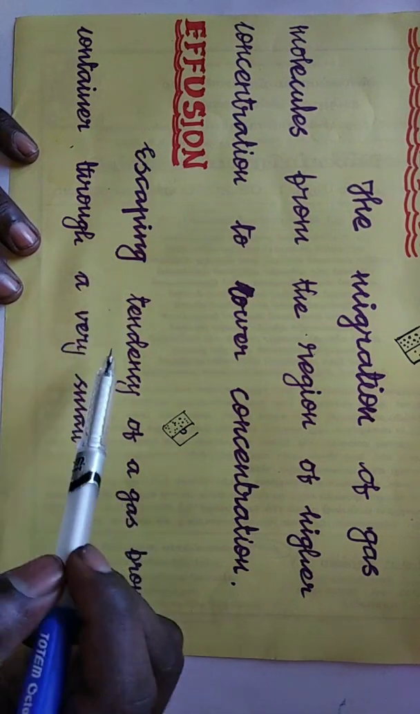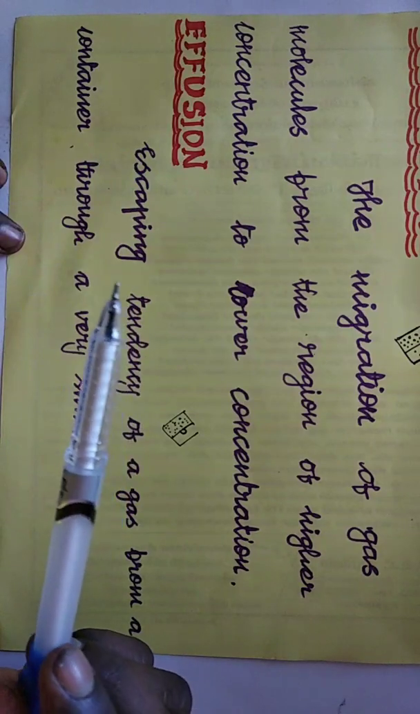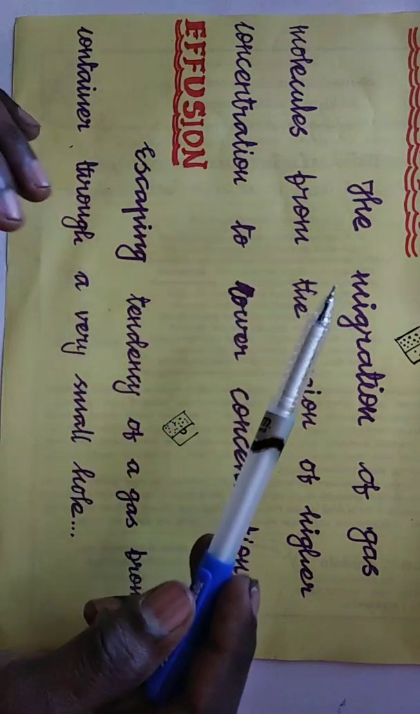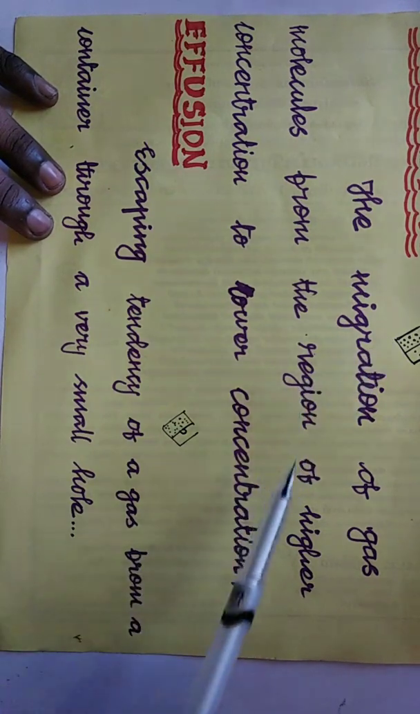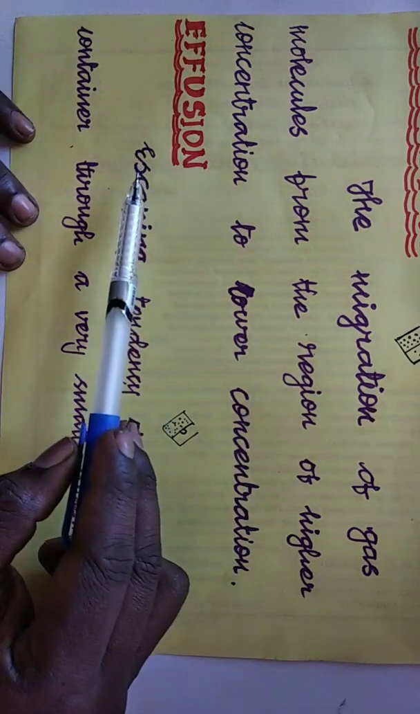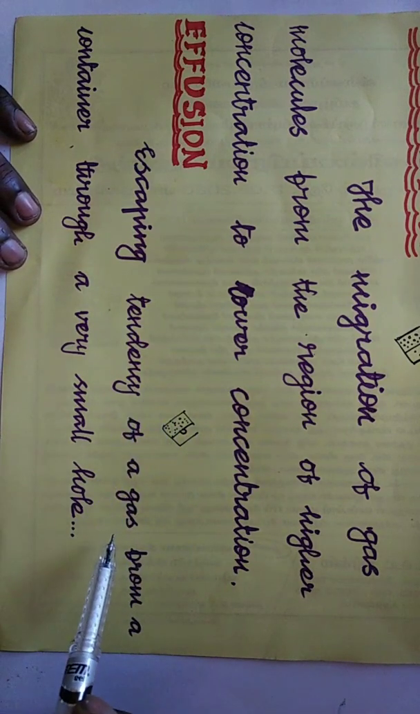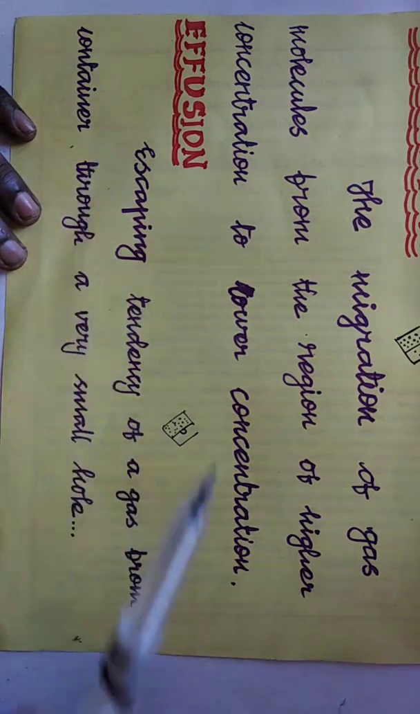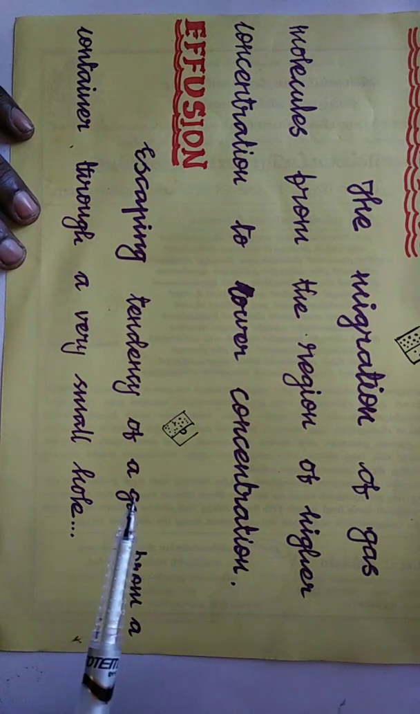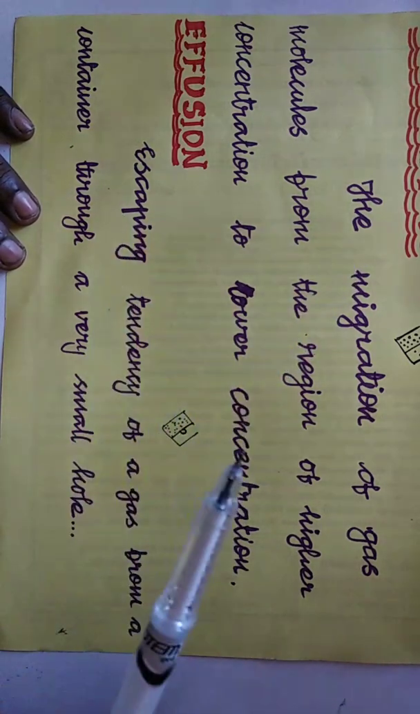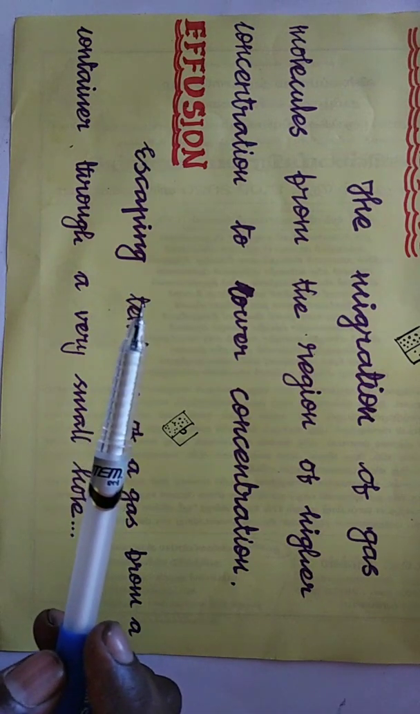So what is effusion? The escaping tendency of a gas from a container through a very small hole is the process called effusion. I think you may now know the difference between diffusion and effusion. Diffusion is the migration of gas molecules from the region of higher concentration to lower concentration, whereas effusion is the process in which gas molecules escape from a container through a small hole. After knowing diffusion and effusion, we can learn Graham's law of diffusion. From the examination point of view, these definitions will be asked to differentiate diffusion and effusion. That will be asked in the exams.